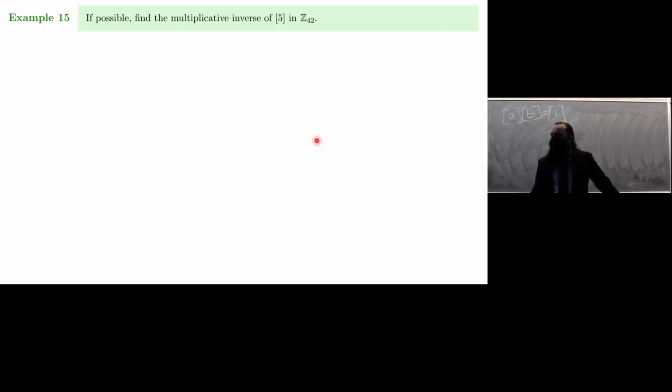Now, if possible, find the multiplicative inverse of 5 in Z42. First you check: does the multiplicative inverse exist? Well, the GCD of 5 and 42 equals 1, so there's definitely a multiplicative inverse. It's just a matter of finding it.